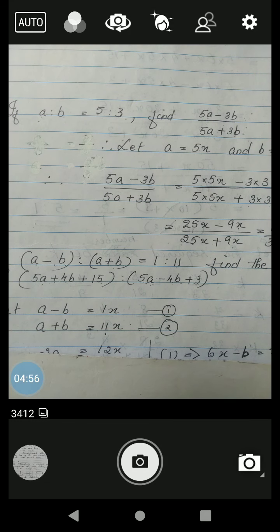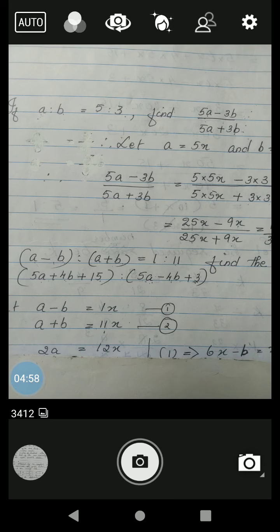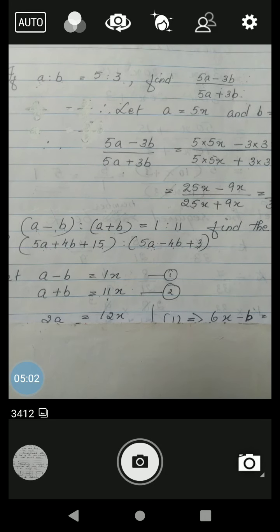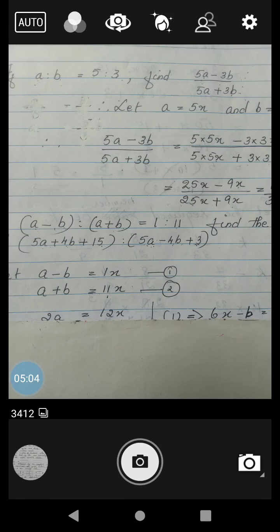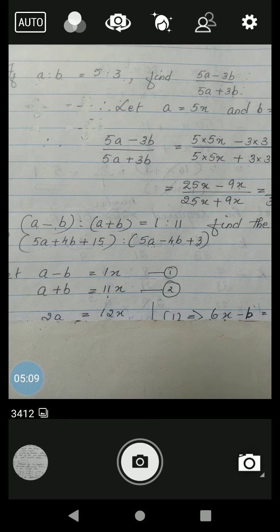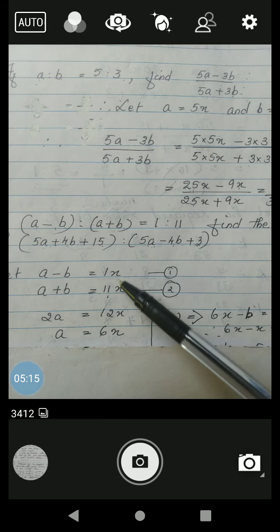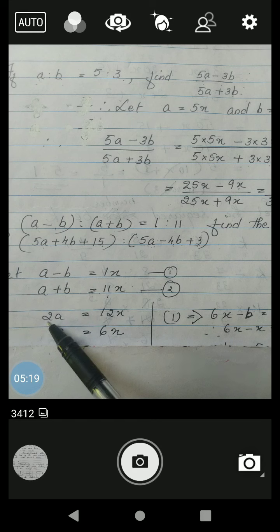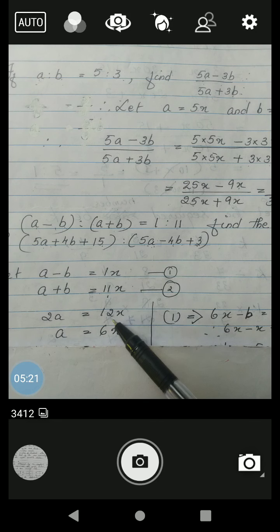And you will get two equations, equation number 1 and 2. Solve these two equations and you can find a and b. Just add these two. 1 plus 2 implies 2a equal to 1x plus 11x, that is 12x. So a is equal to 6x.